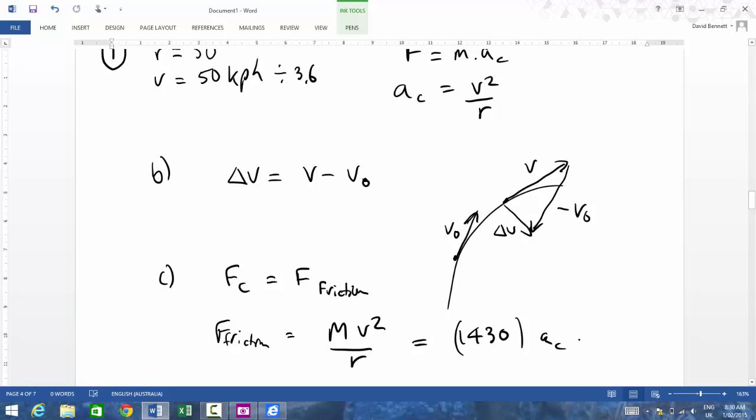So, a pretty simple question, just using banking of curves again, looking at the scenario. Even though it's a banking of curves example, you're not really banking, it's just circular motion. So use the formulas that you need, don't make it any harder than it has to be, and we'll do some more questions for you in the next video.